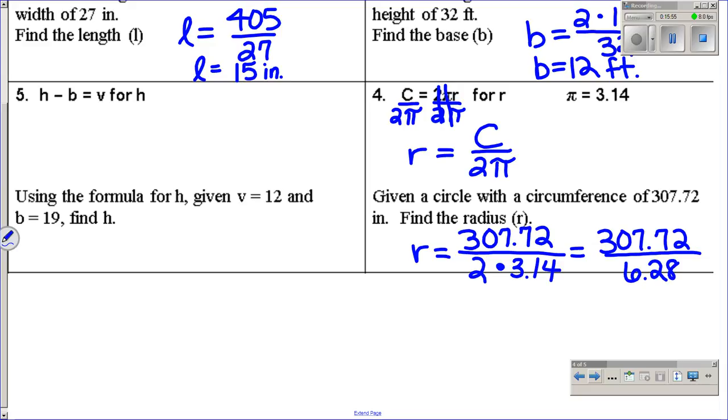And now our last step is we're going to take the circumference at 307.72, and we're going to divide by the 6.28. And that simplifies to 49. So this circle has a radius of 49 inches. It's a pretty big circle.